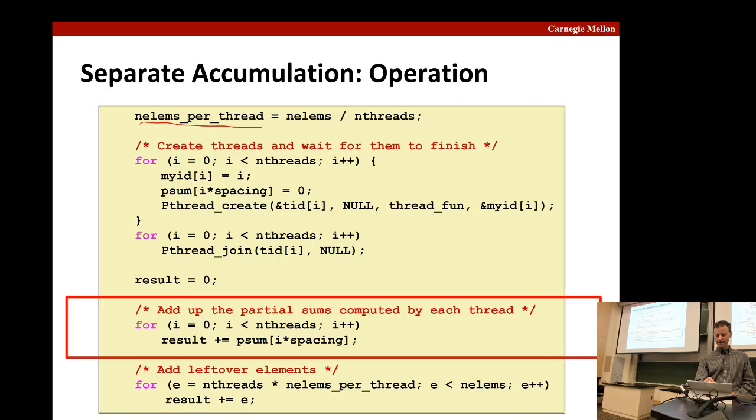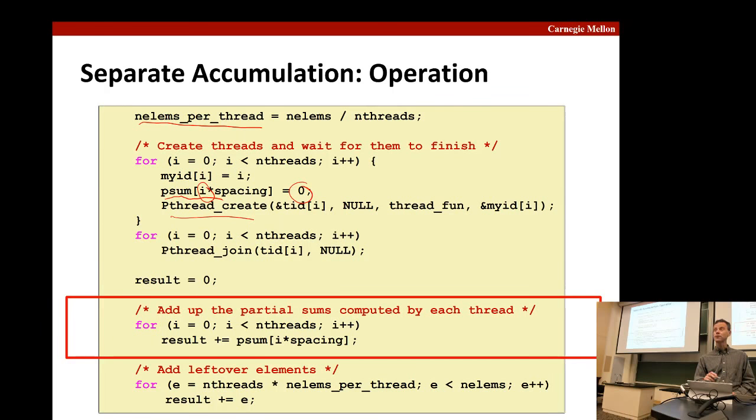We go ahead and set the partial sum, which is now on a per thread basis, to be 0. So when spacing equals 1, this is just p sum of 0, p sum of 1, p sum of 2, p sum of 3, and so forth, kind of what you'd expect. But we'll see in a minute why having spacing there helps.